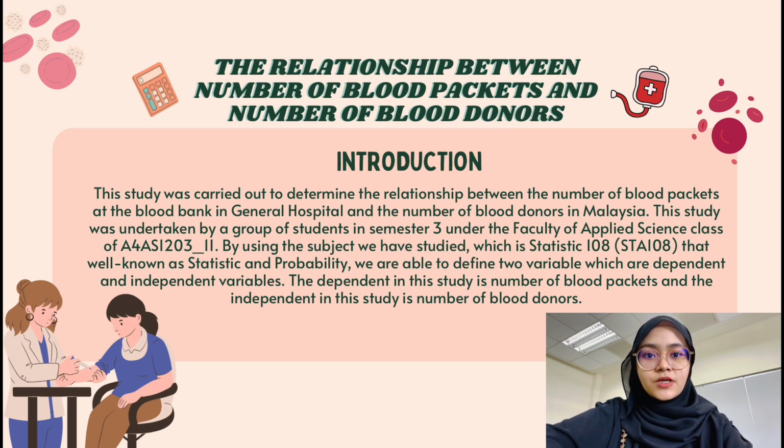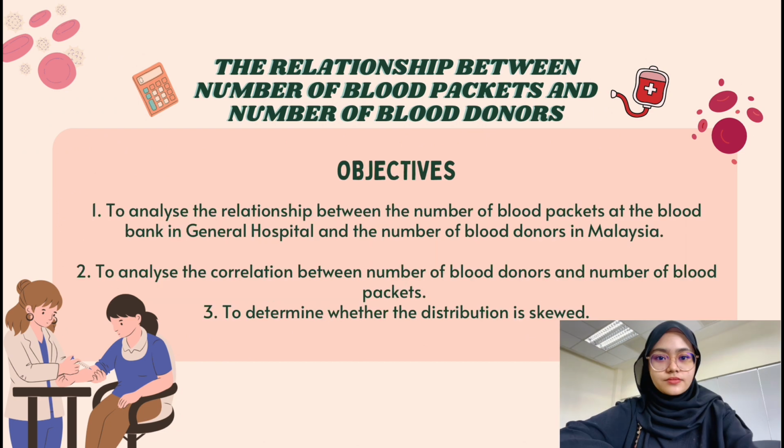By using the subject we have studied, which is Statistic 108, well known as statistics and probability, we are able to define two variables, which are the dependent and independent variables. The dependent variable in this study is the number of blood packets, and the independent variable is the number of blood donors. Next, we move to the objectives of this assignment.